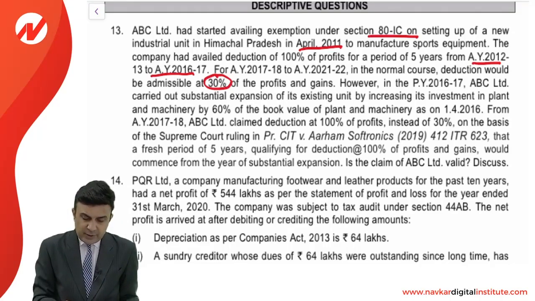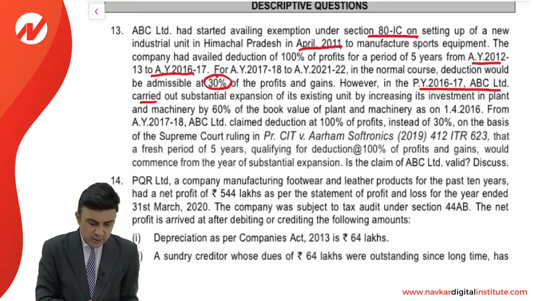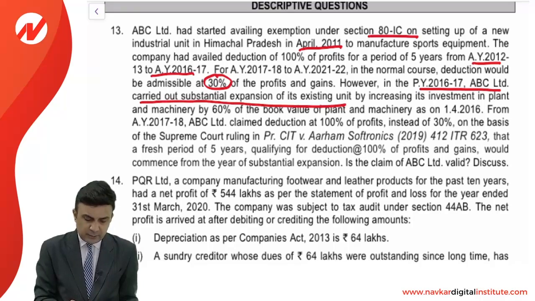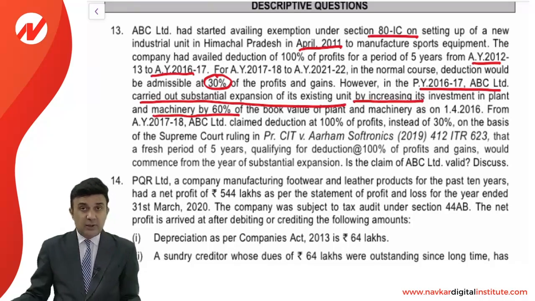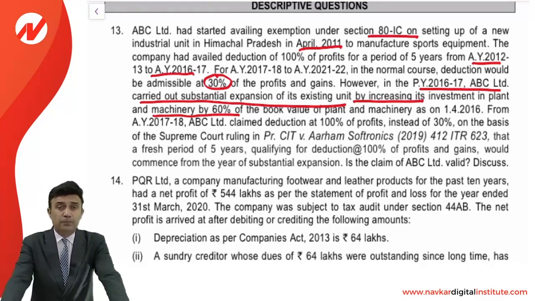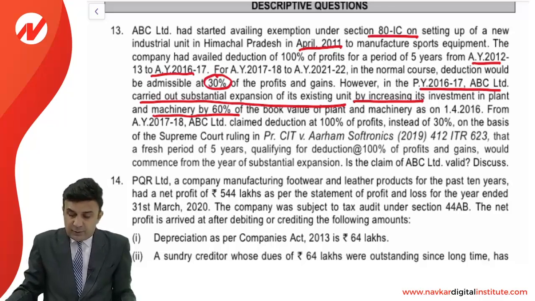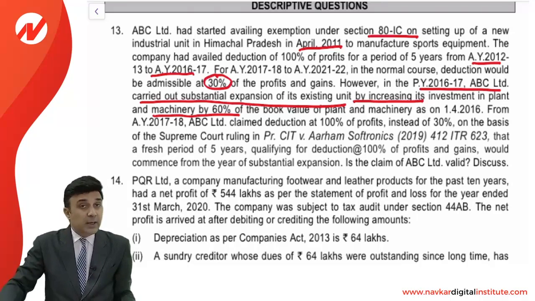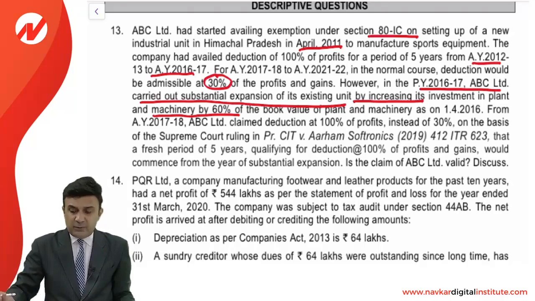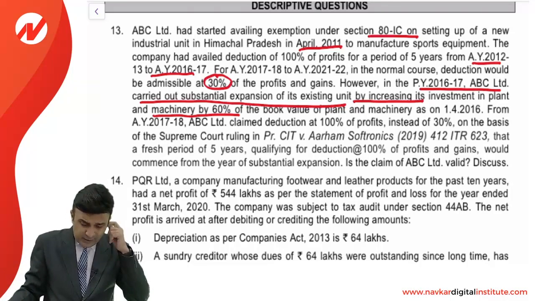However, in the financial year 16-17, ABC Limited carried out substantial expansion of its unit by increasing investment in plant and machinery by 60% of the book value. See friends, this book value is the book value on 1/4/16. There is an increase of what amount? There is an increase of more than 50%. 60% is the increase. There is a substantial expansion of 60%. Now friends, try and understand.